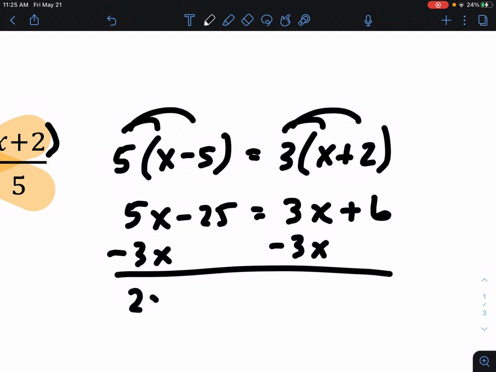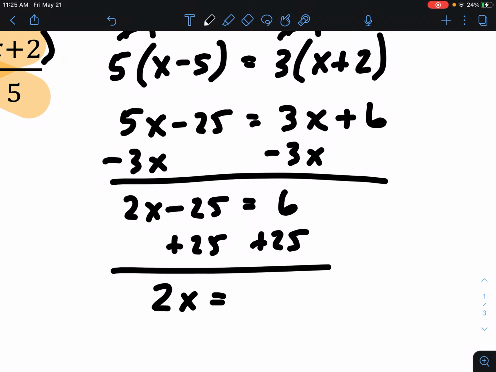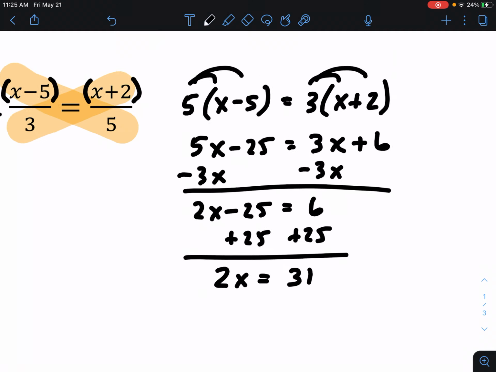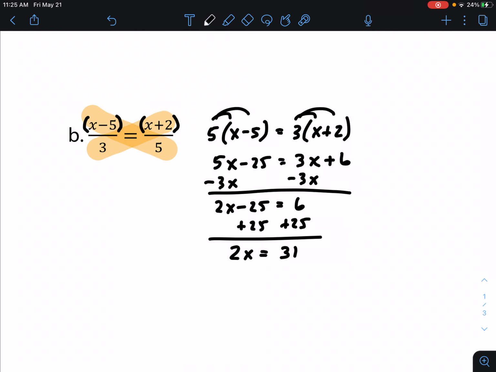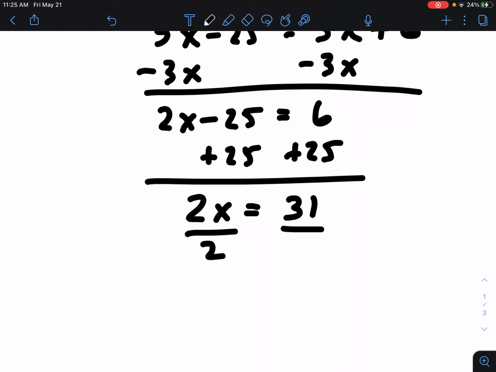So we have 2x minus 25 is equal to 6, and then I'm going to add 25 to both sides. So I end up with 2x equals 31. And this one doesn't end up being super nice and neat because 31 is an odd number. We can't divide it by 2 without getting a decimal, but we can still do it. And when we divide an odd number, we're always going to end up with something that has 0.5 in it. And so in this case, we end up with 15.5.